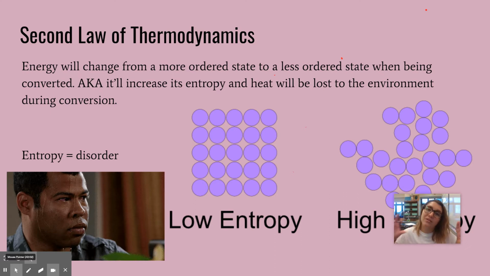thermodynamics. So when the conversion is happening, it's not a perfect conversion. Not all of the chemical energy gets turned into kinetic energy. There's going to be a lot of heat lost to the environment. And this is because of the second law of thermodynamics, if you take this to its logical conclusion.